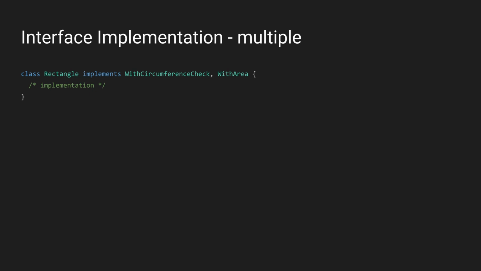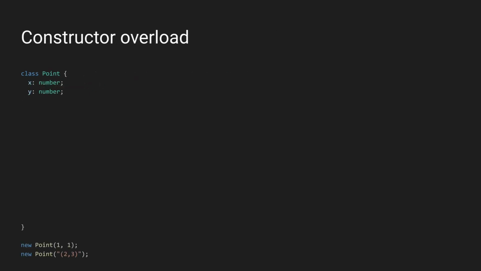It's also possible to implement multiple interfaces simultaneously. We separate them after the implements keyword using commas. We saw in the basic example how and when we need to define a constructor. We can also use the overloads mechanism and declare multiple shapes of the constructor.